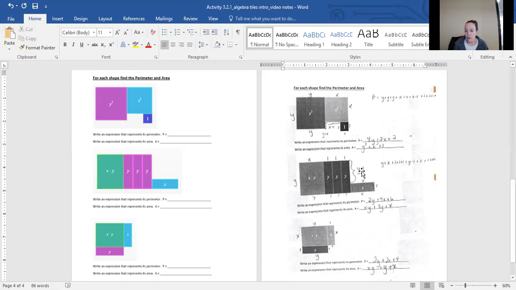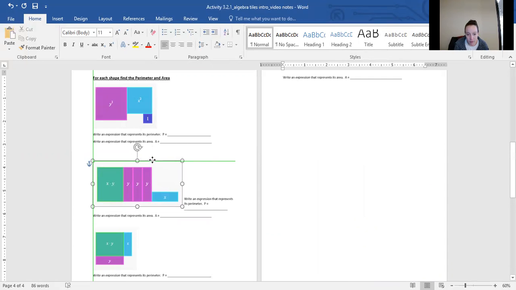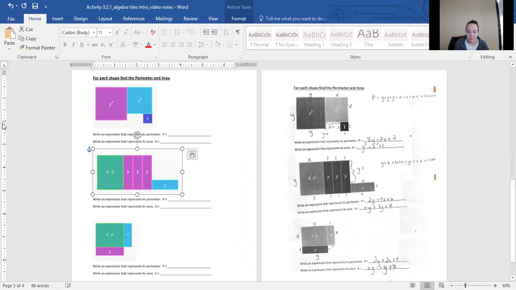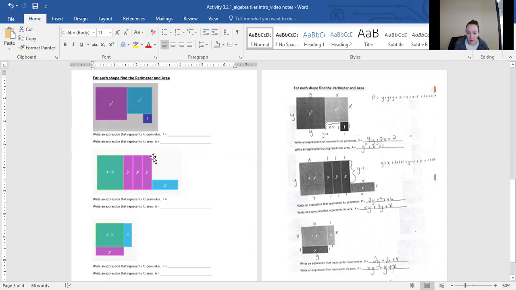But really what I want you guys to see is that when you are doing perimeter, you're looking at the distance around. And sometimes those distances can be kind of tricky, like this one right here. This purple one in that second problem, it used to be a y, but I blocked it, I covered it with the 1, so I have almost a full y, but it's y minus 1. And then you just have to take care of that when you are writing out your expression.